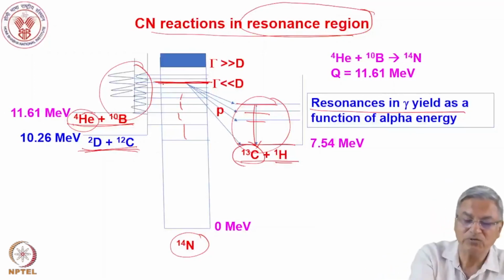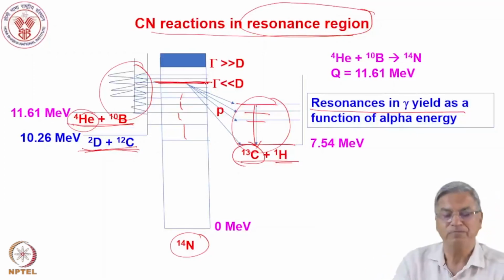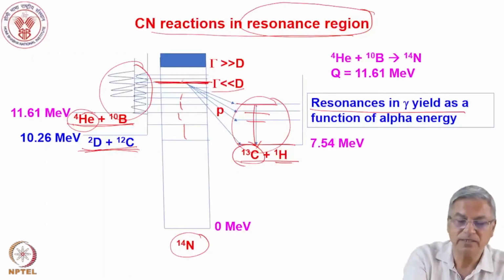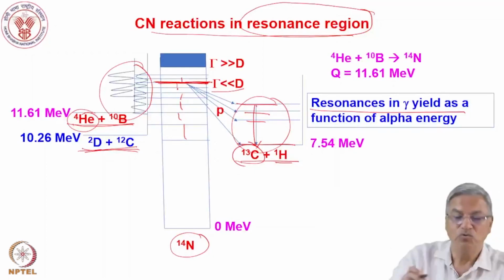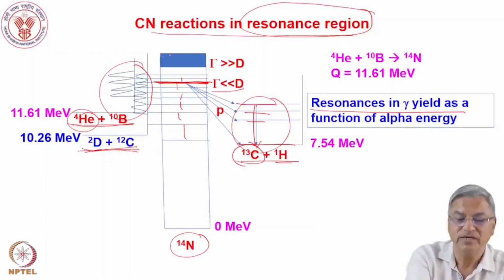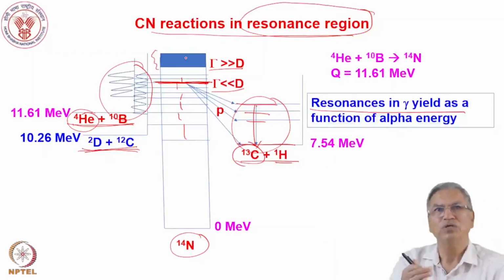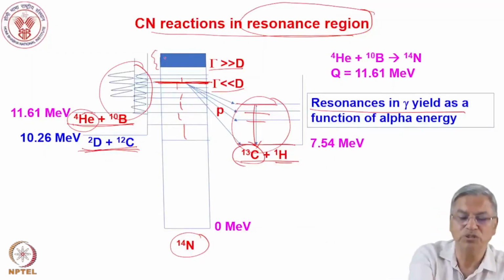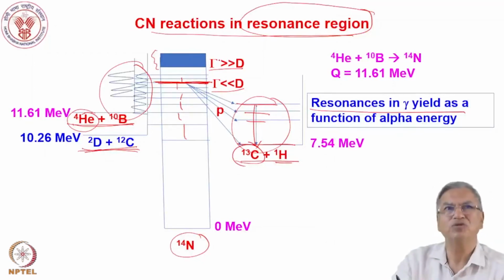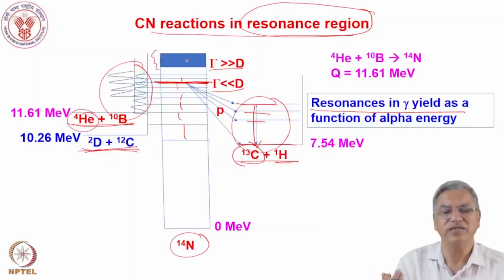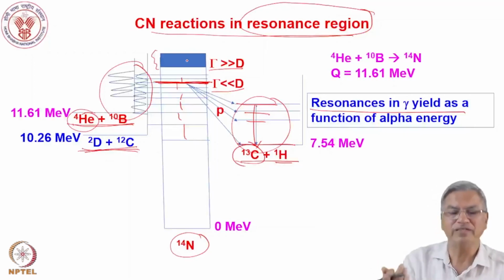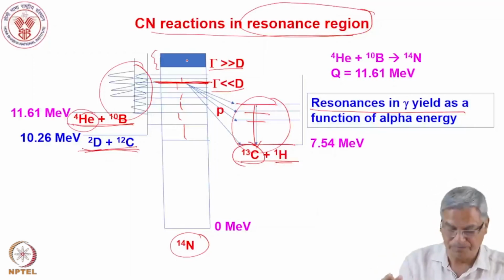So here I try to explain that the width of this level is much less than the spacing between the levels. You go to still higher and higher energy, the width of the level becomes more than the spacing between the levels. When the spacing between the levels is low, they will start overlapping, and the overlapping levels will look like a continuum. For the continuum, we cannot apply the discrete states formalism; there we apply the statistical model formalism.